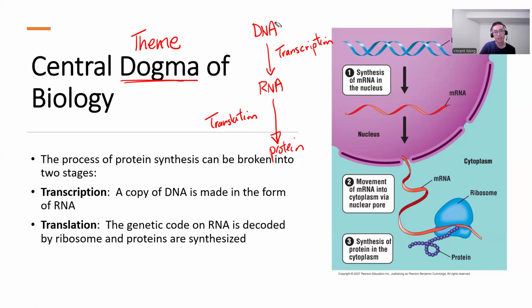Because DNA and RNA are the same language, they are both nucleotides, that's why it's called transcription. You're copying in the same language. RNA is nucleotides, but proteins are amino acids. It's a different language, so you are translating from one language to another, almost. So this is the central theme of how information flows in almost all life forms. There are some instances where information might go backwards, but for the most part, we go from DNA to RNA to proteins. That's the central theme.